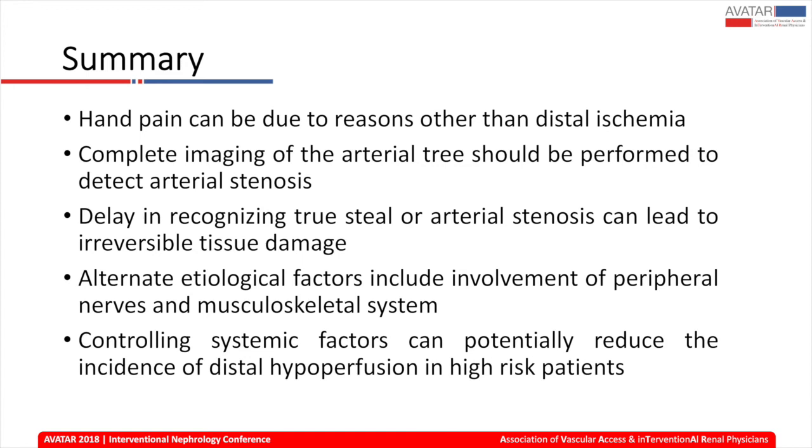Alternate etiological factors include involvement of peripheral arteries, peripheral nerves and the musculoskeletal system, and controlling systemic factors can potentially reduce the incidence of distal hypoperfusion in high-risk patients, especially diabetics, elderly patients, and patients with multiple AV accesses on the same side.